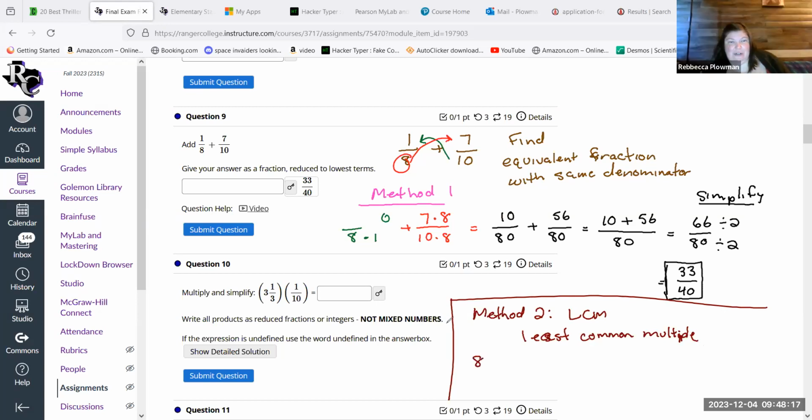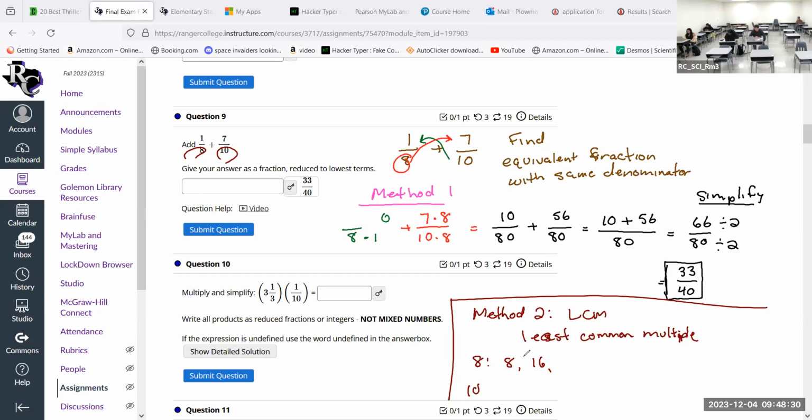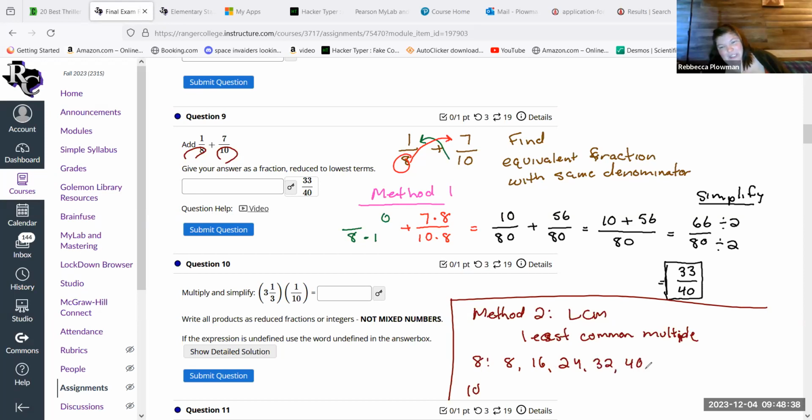So we had a denominator of 8 and a denominator of 10. So multiples of 8 are 8, 16, then we would have 24, then we would have 32, then we'll have 40. We keep having more of them. Multiples of 10 would be 10, 20, 30, 40. So that is the number that I'm looking for, the least common multiple of both numbers.